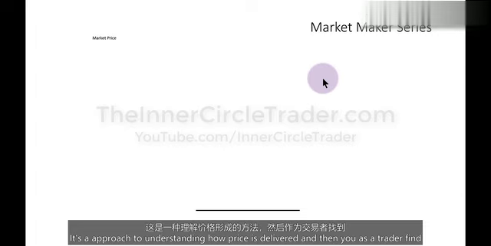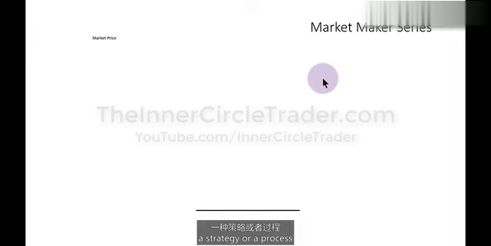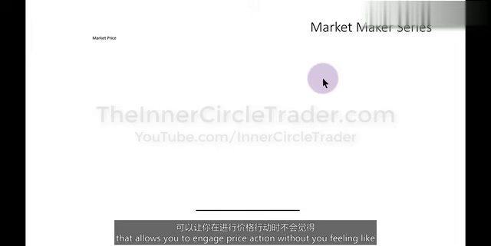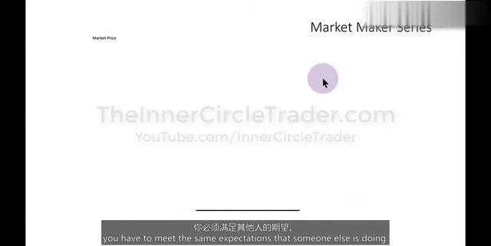It's an approach to understanding how price is delivered, and then you as a trader find a strategy or a process that allows you to engage price action without you feeling like you have to meet the same expectations that someone else is doing.